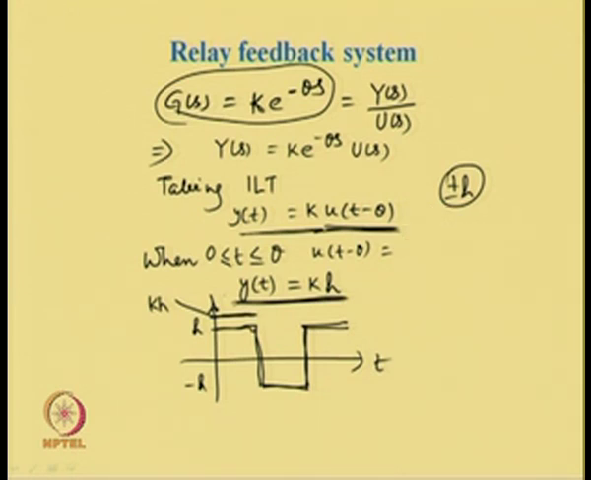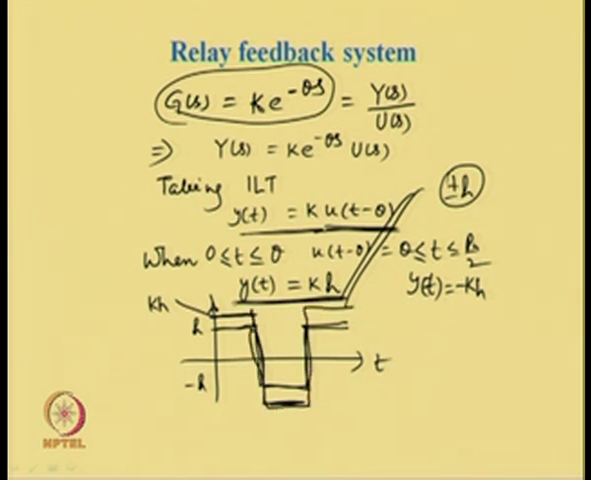And for the other time range, when time is between theta to pu by 2, during that y(t) will be equal to minus k h. So, the output will be like this. So, ultimately the output is now given by this plot. Output plot is this one now.